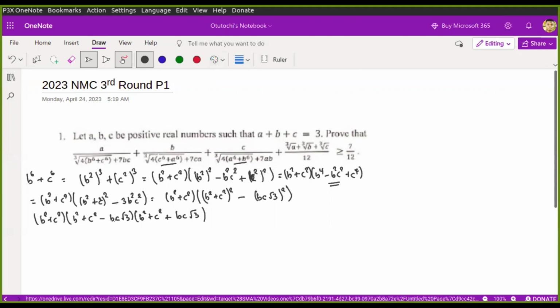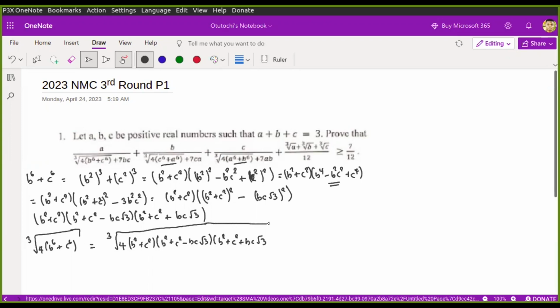So of course, what we actually have is the cube root of 4 times b raised to the power of 6 plus c raised to the power of 6. This is what we actually have, of course, plus 7bc. And of course it's in the denominator. But let's start with this. So this is equal to the cube root of, we have already found a way to simplify b raised to the power of 6 plus c raised to the power of 6. So this is going to be equal to 4 times b squared plus c squared times b squared plus c squared minus bc root 3 times b squared plus c squared plus bc root 3.